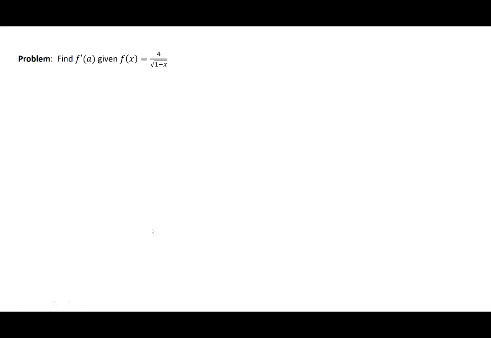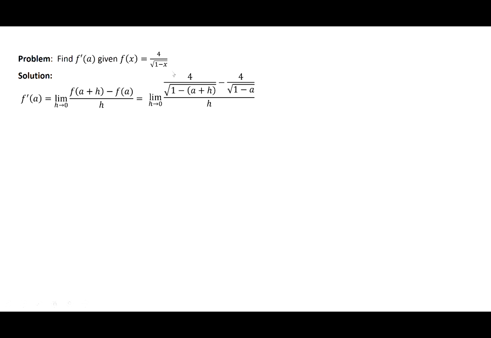Next, find f prime of a given f of x is 4 over square root of 1 minus x. The procedure is again the same. We'll apply this f prime of a equals this definition, limit of f of a plus h minus f of a over h as h approaches 0, and f of a plus h. Would you agree? This is what you would have.